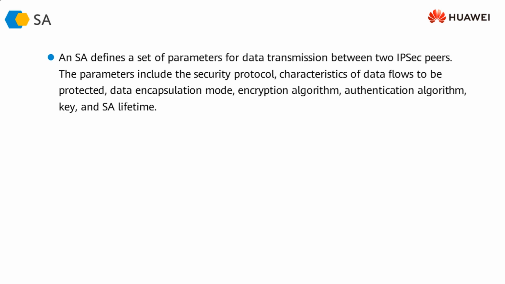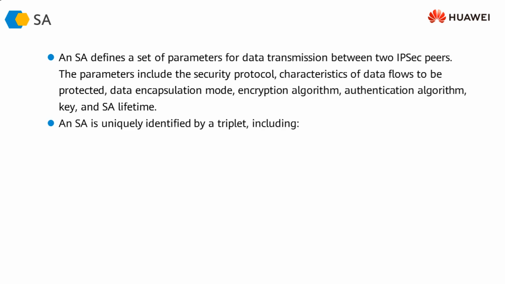The parameters include the security protocol, characteristics of data flows to be protected, which means which type of traffic is going to be protected, data encapsulation mode, data encryption algorithm, authentication algorithm, the key value, or what key is going to be used, and the security association lifetime. That is, for how long the security association is going to be used before we agree upon a new security association, just to keep the communication constantly secure.